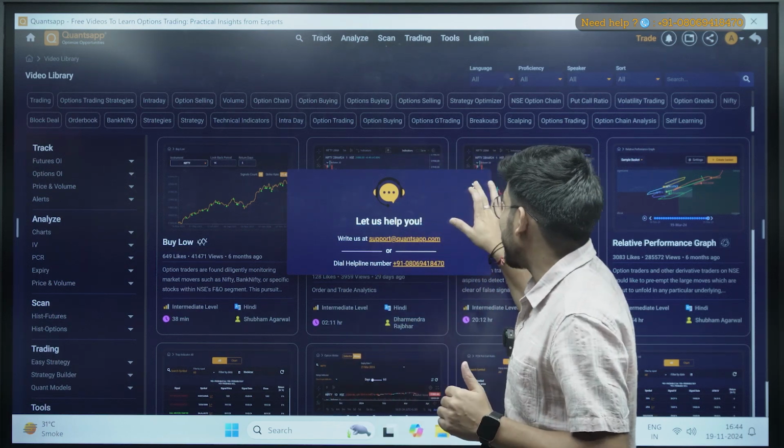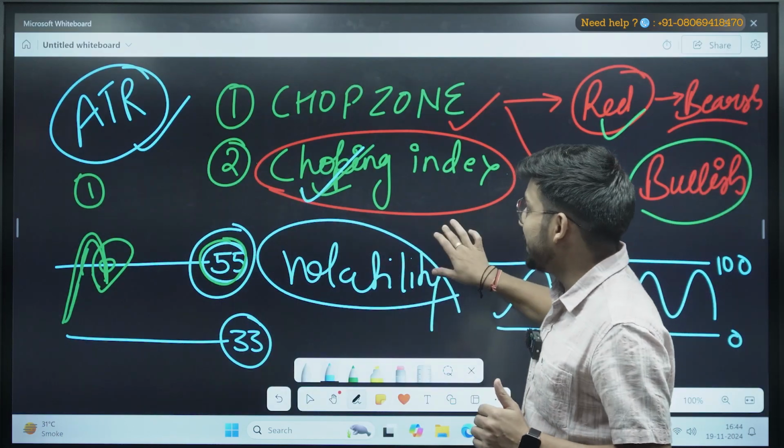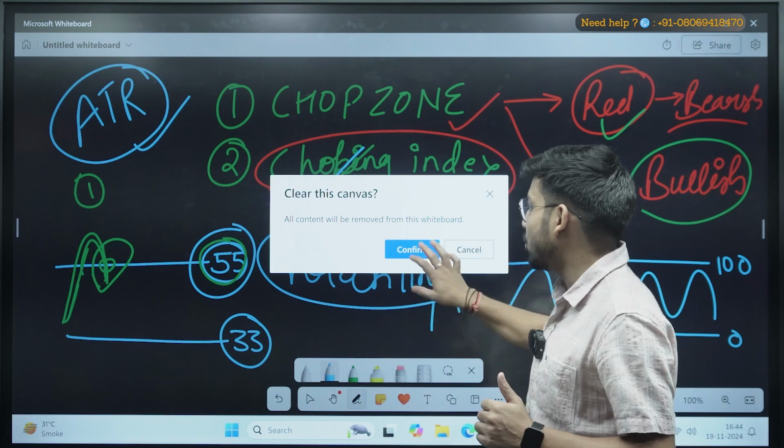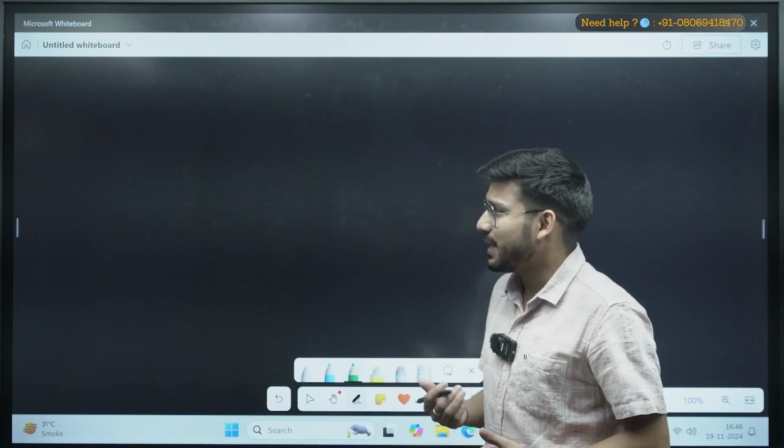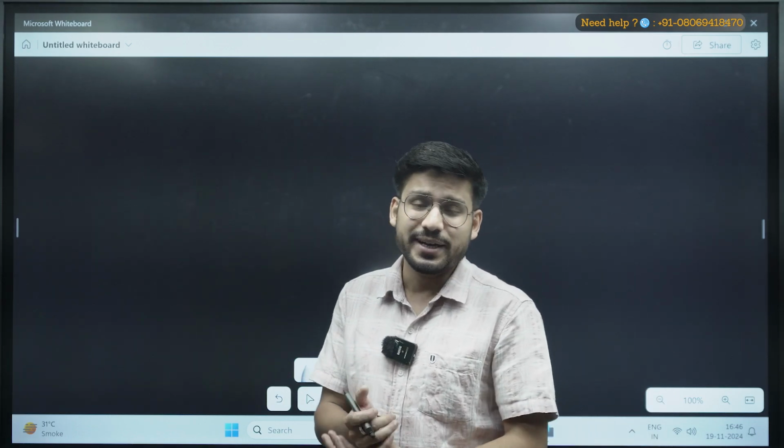Right? So let's get back to today's session in which we will be talking about Supertrend. And as I have told you, we will be using three Supertrend indicators here. Now many people must be thinking, why are we using three Supertrend indicators here?